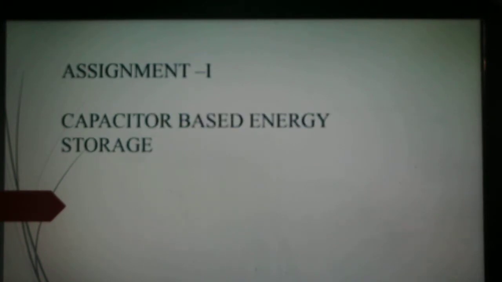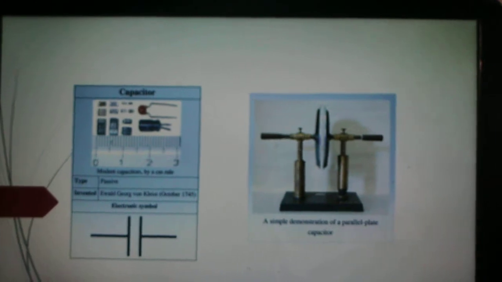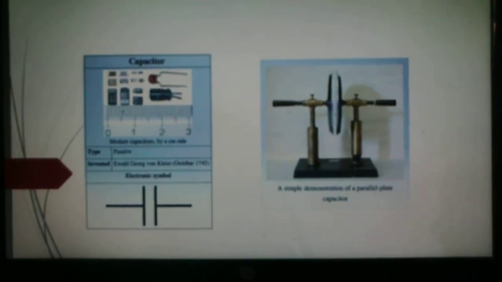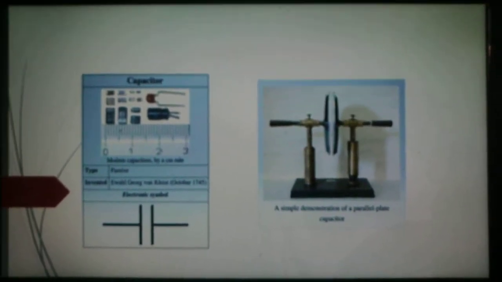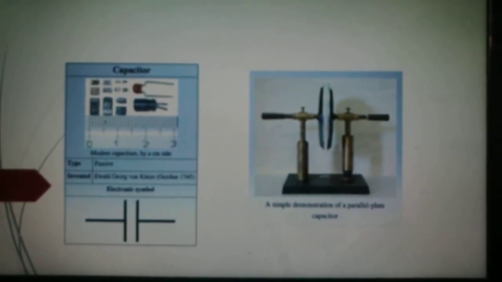Good morning to all. Today I am going to present the topic on capacitor based energy storage. A capacitor is a physical object that can store electrical charge, and a flash camera has a big capacitor in it to store up a bunch of charge.